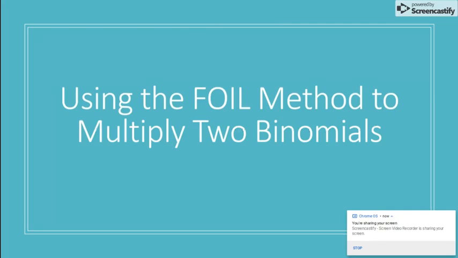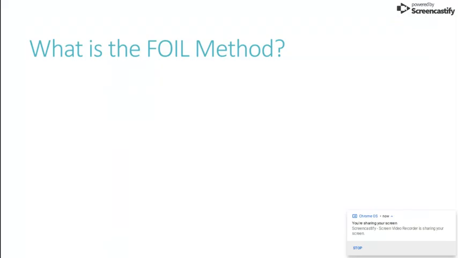Okay, hello. Today we're going to be using the FOIL method to multiply two binomials. So what is the FOIL method? Well, it just helps you keep track of how to multiply this. So here are the two binomial terms. The first term is a plus b, and then the second binomial term is c plus d.